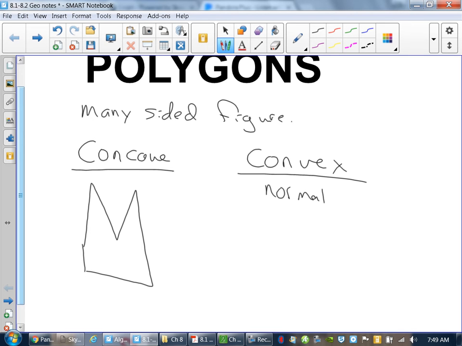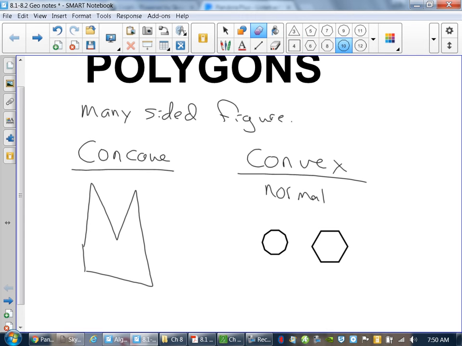That would be considered a concave polygon. It's when sides move inward. Convex are ones that all have sides on the outside. So that's when you get ones like this. Those are your normal ones. Think of it as caving in, like the inside of a cave.